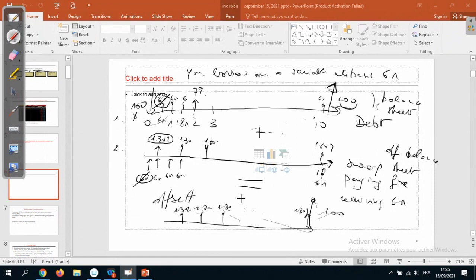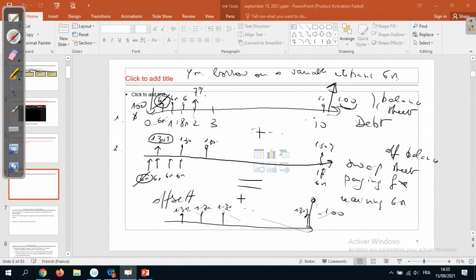And if 2 years after you want to change your debt, you make another swap, paying variable, receiving fixed, and now you will be indexed on a variable rate basis. So swap is very, very useful. It's a huge market in the United States and in the Eurozone, because every company uses swaps to manage its debt dynamically.